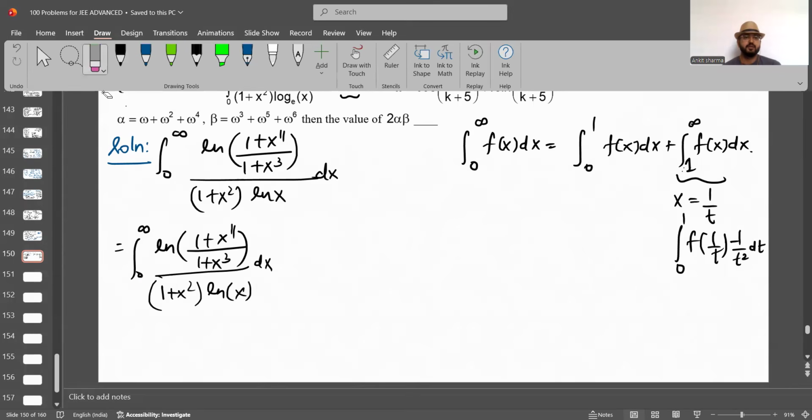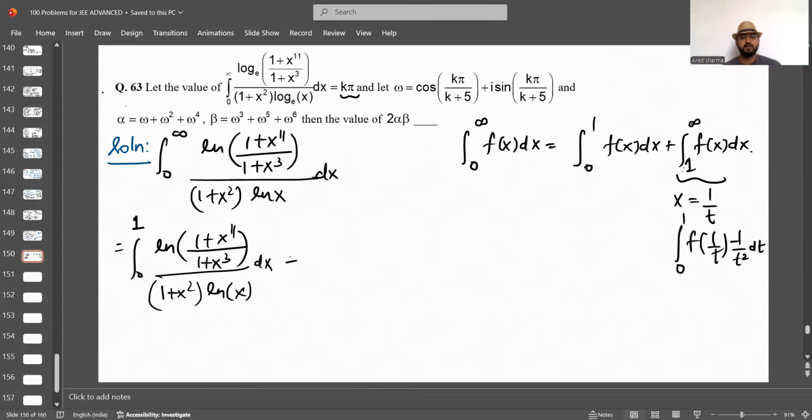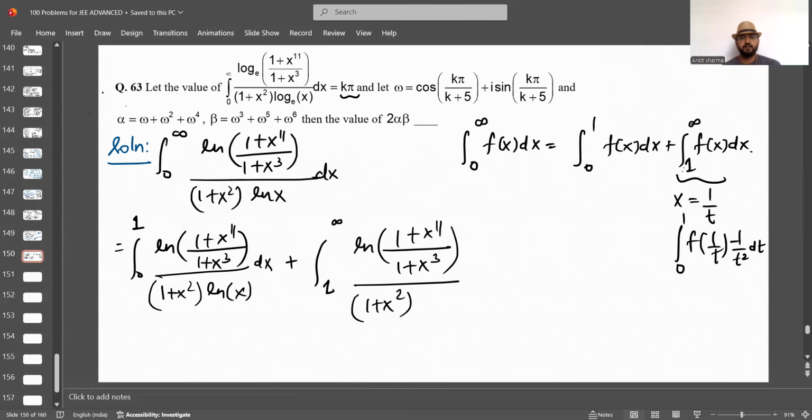Now I'm going to break it into two pieces. So 0 to 1, and then 1 to infinity. So from 1 to infinity, I'll have ln of (1 plus x to the power 11) over (1 plus x to the power 3), over 1 plus x squared, into ln of x dx. That's what we have. So now this is our toy today. Let's play with it. Here in this part, I'm going to take x equal to 1 by t.